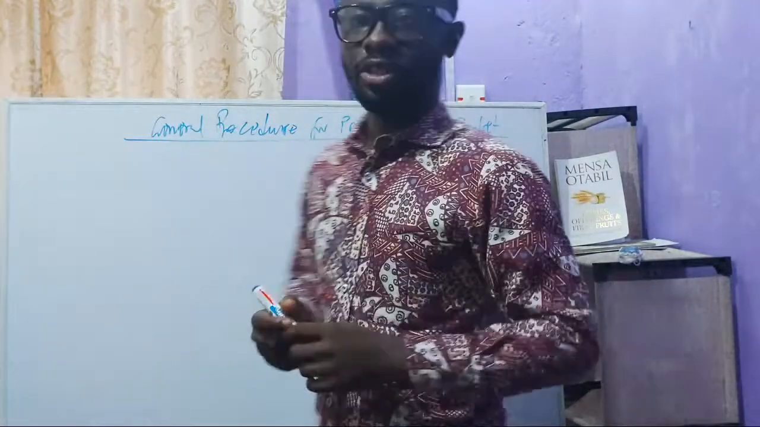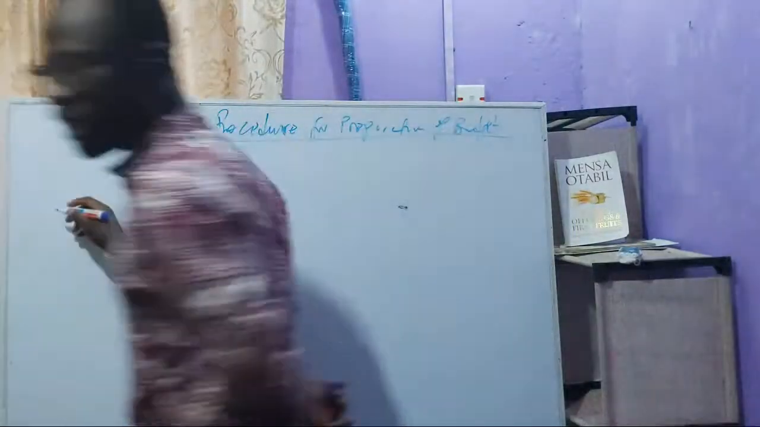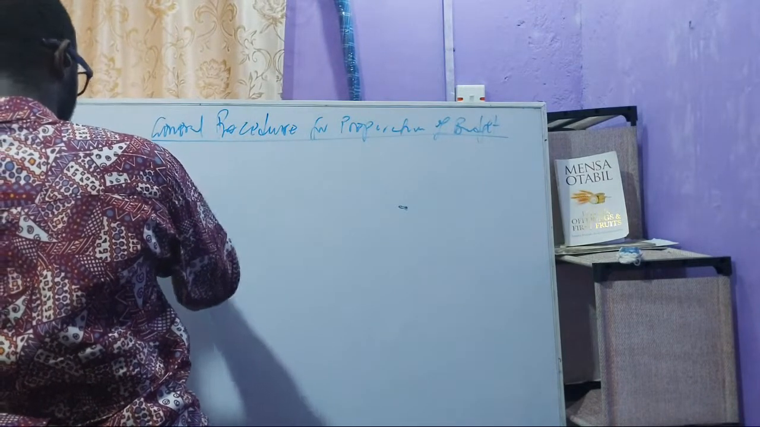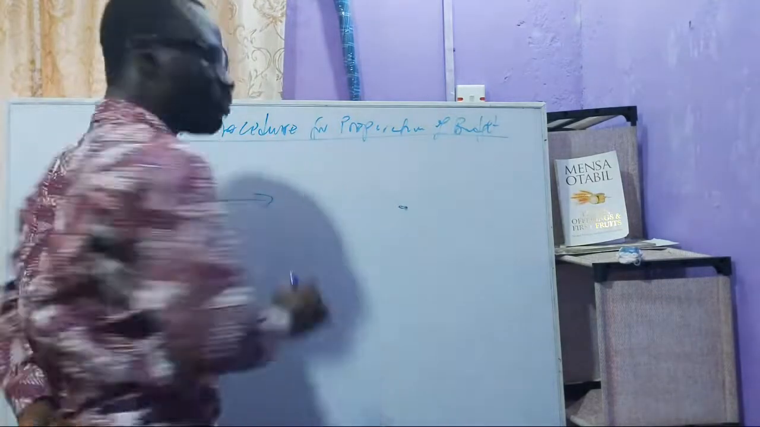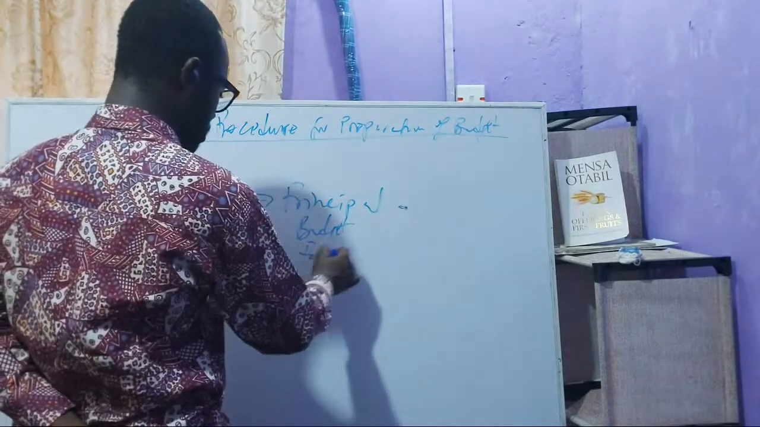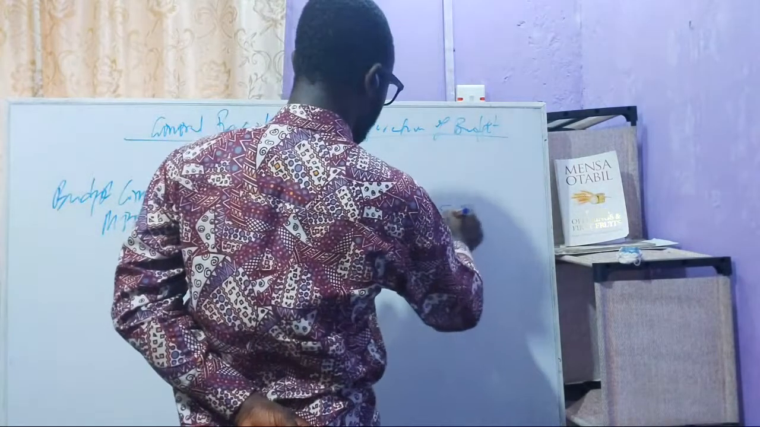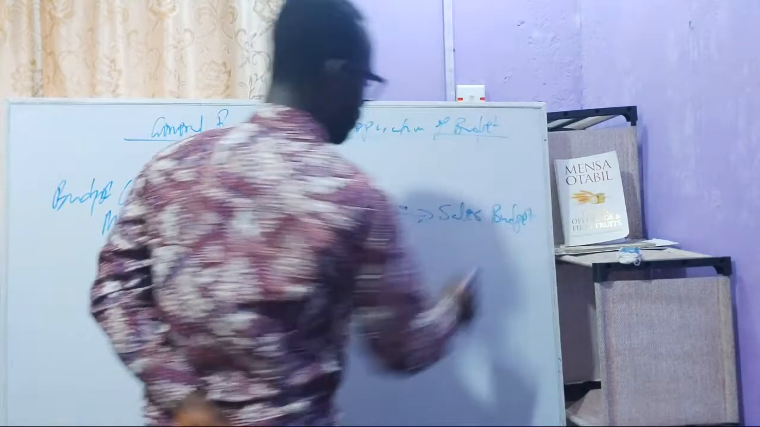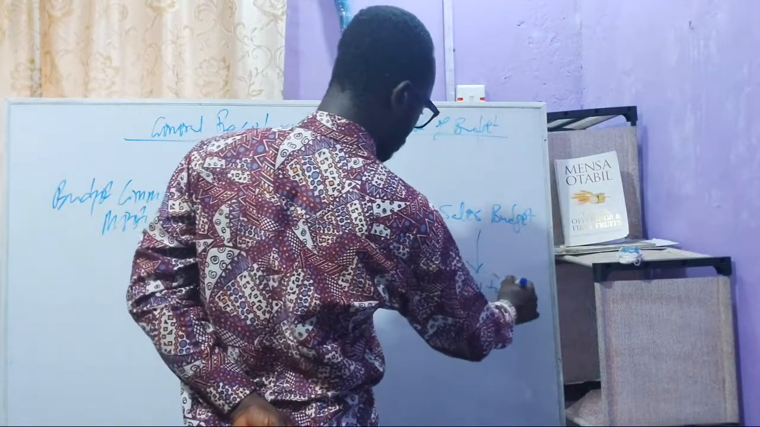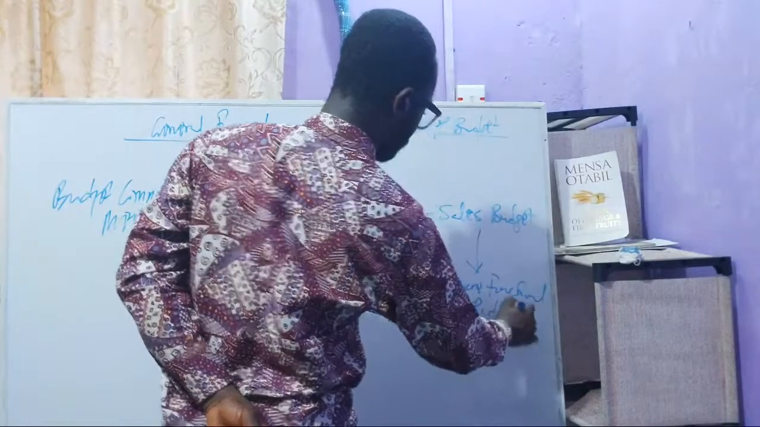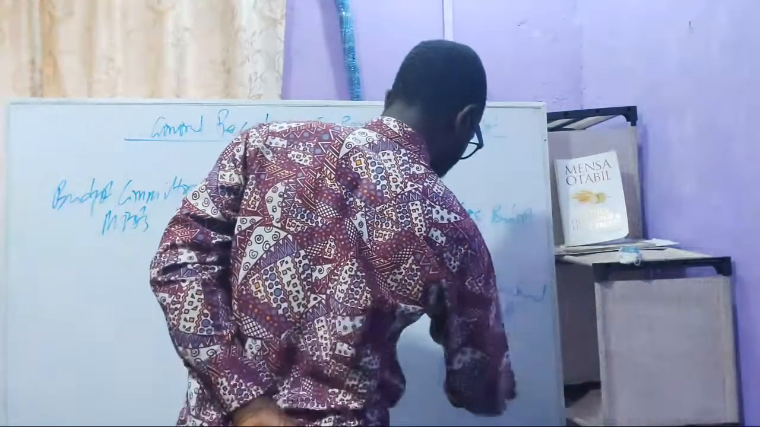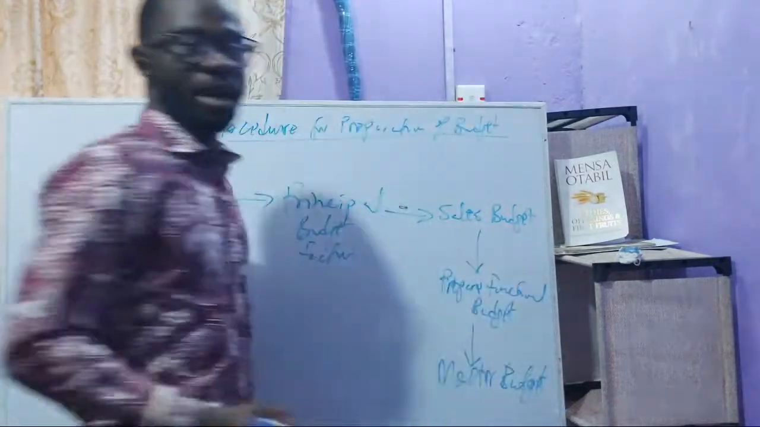So general procedure for the preparation of the budget. It starts with the budget committee, right? It's going to start always with the budget committee. So the budget committee meets. All right. Then step two, we determine the principal budget factor. All right. Step three, we prepare the sales budget. Okay. Step four, we prepare all the functional budgets. Step five, you can prepare now the master budget. And I'm going to put all the cash budget, the income statement, and all of that into the master budget, okay? To prepare the master budget in relation to that.